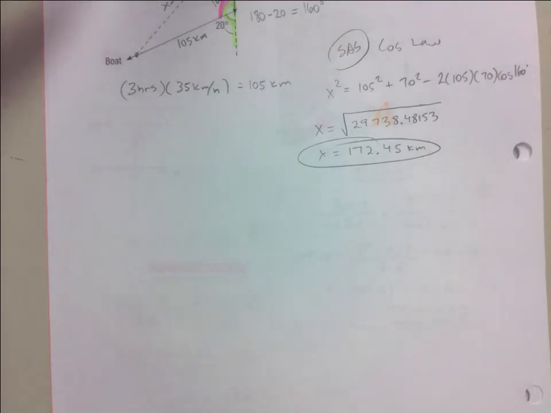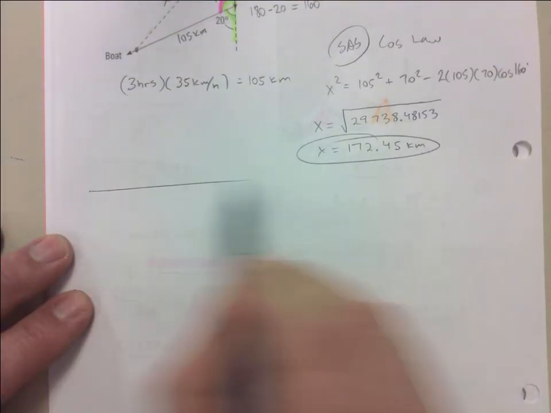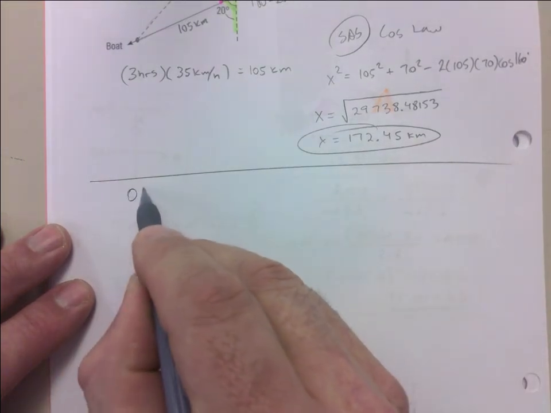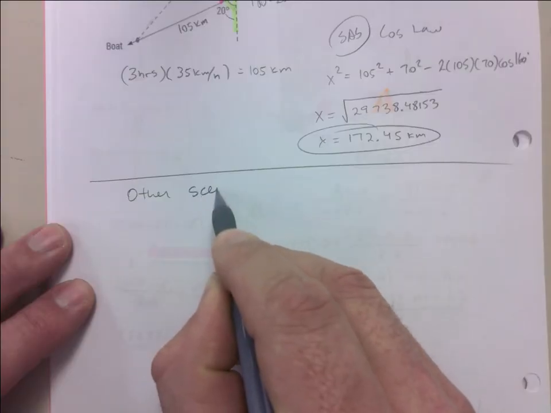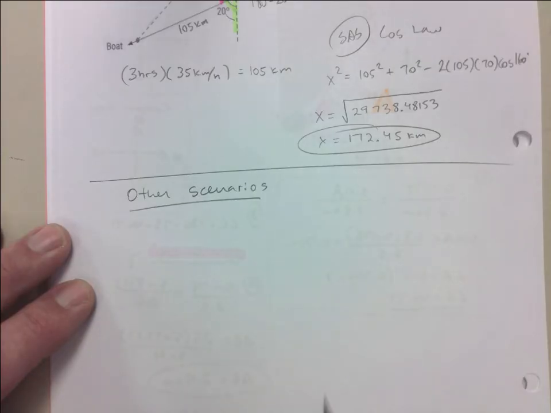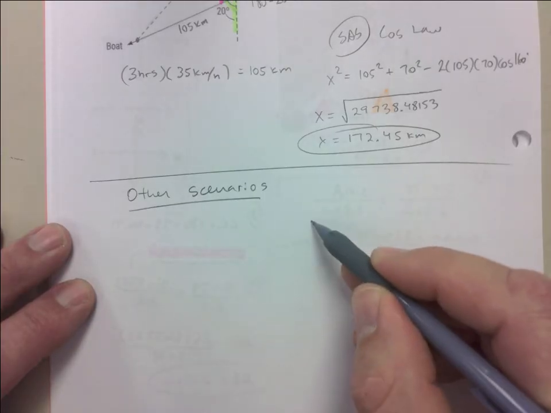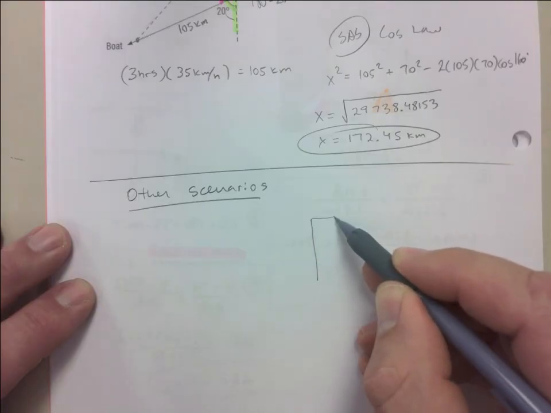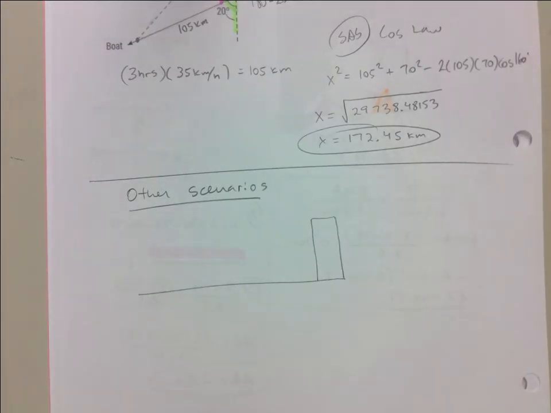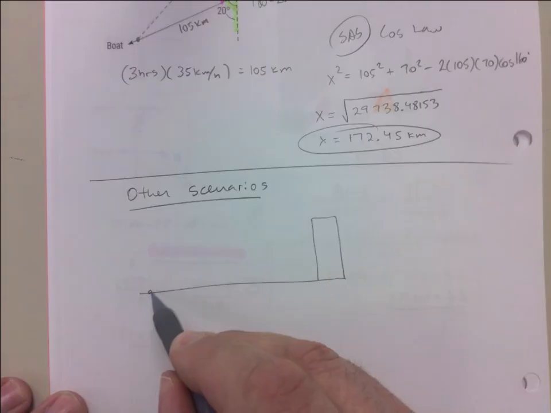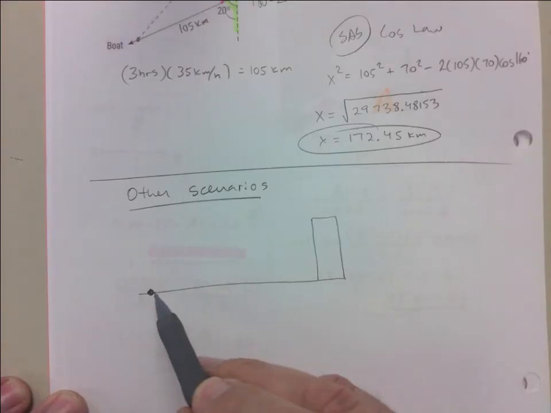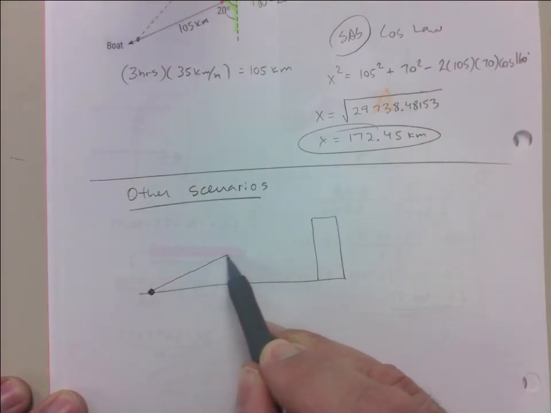There's 15 minutes left. The only thing that I'm going to use this page for is to give you another case. I'm not going to solve it. Other scenarios. If you go underneath it. So let's say you have this tall building and just make the ground go off of it. And let's assume you're standing at a certain distance from the building and you look up to the top of that building.